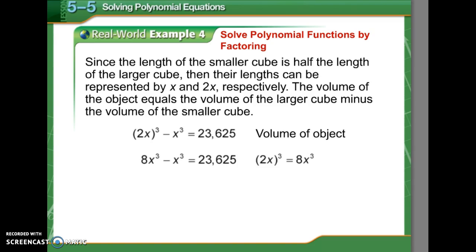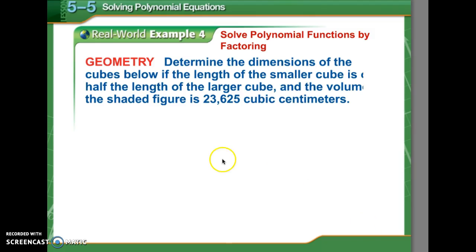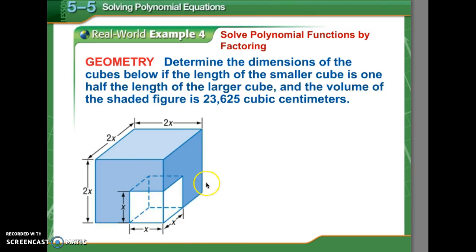So what we know is the larger cube, the volume would be one side cubed. So the larger cube is 2x cubed minus x cubed, since we're subtracting out the smaller unshaded piece. And we knew the total area or volume was 23,625. Let's go back and look at that picture again. We're doing the volume of this whole large cube and subtracting out this little piece. And our leftover, all the shaded stuff, is this 23,625.